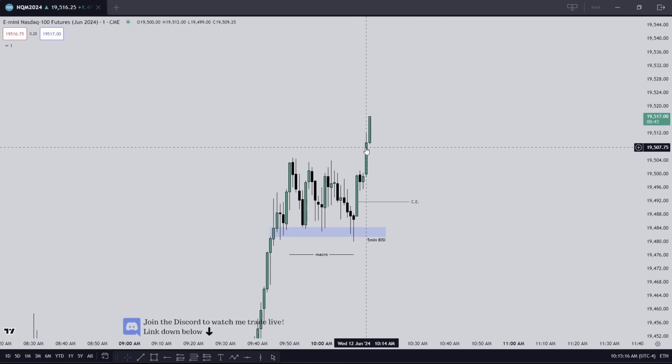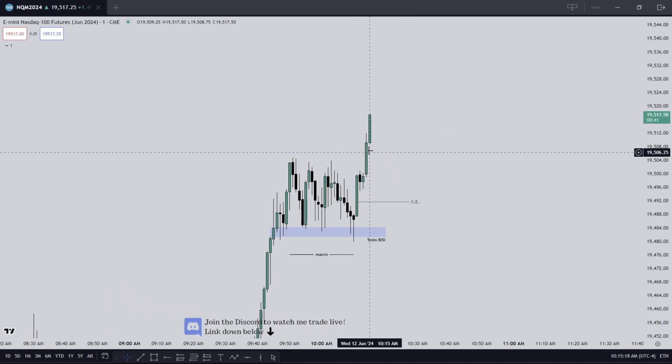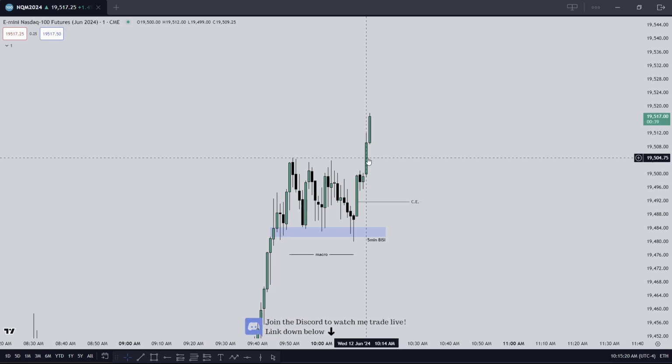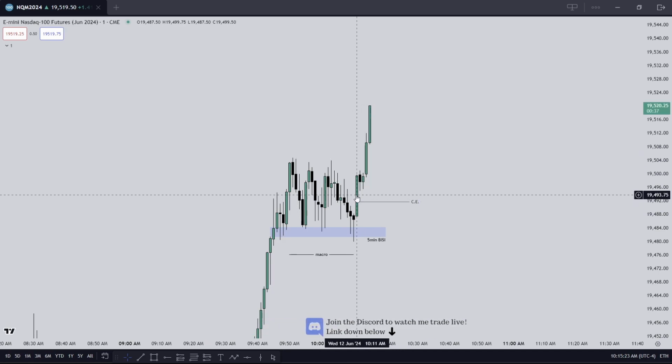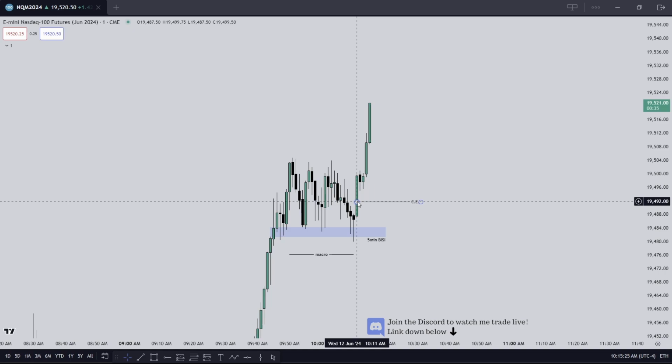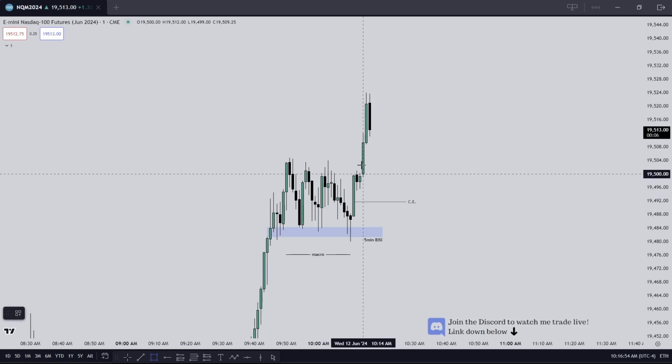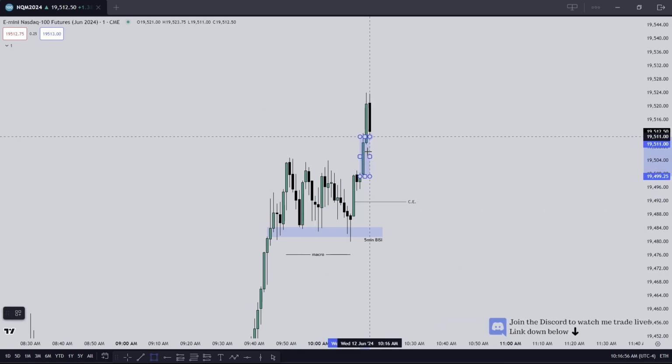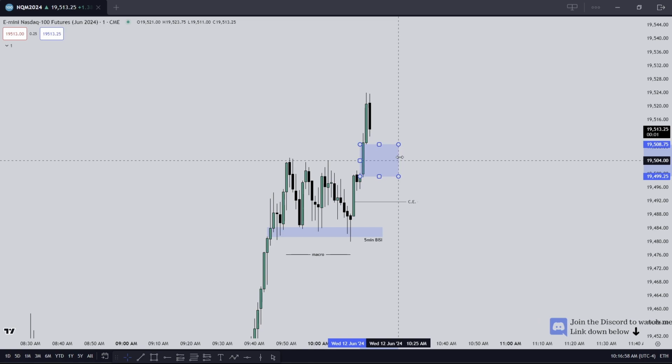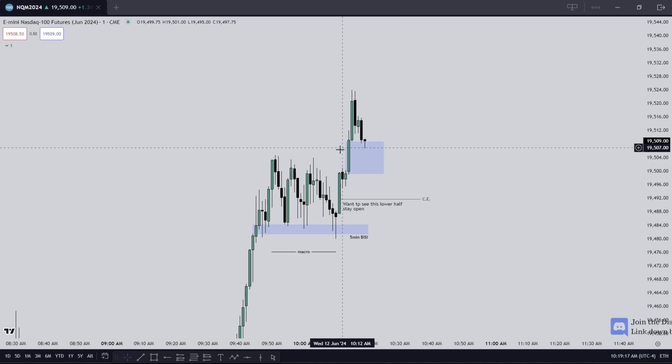Like if we were to form one here, I'd be more interested in buying this one, and I'd feel comfortable placing my stop inside of this fair value gap. So my focus is in this fair value gap right here. Watching this, I want to see this send price higher.